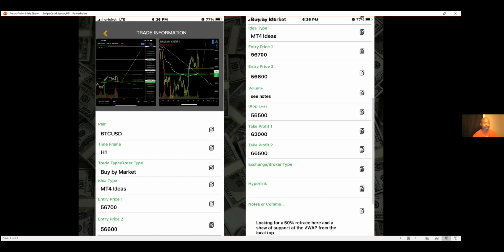Because no one controls the market. All we're doing is making educated analysis of the market and making high probability trades. So you still gotta do your due diligence on protecting the bag. At the end of the day, it's about protecting the bag.